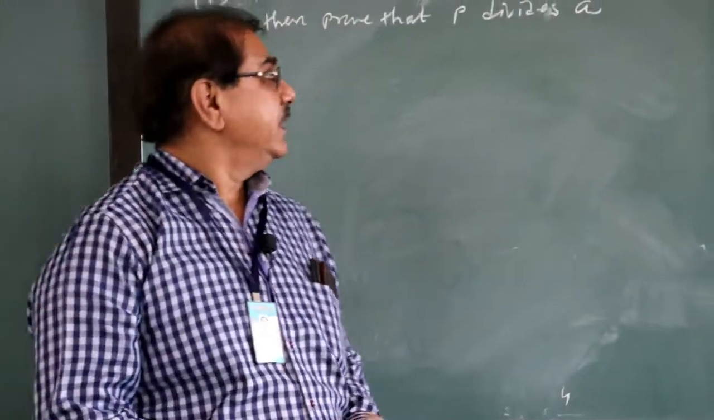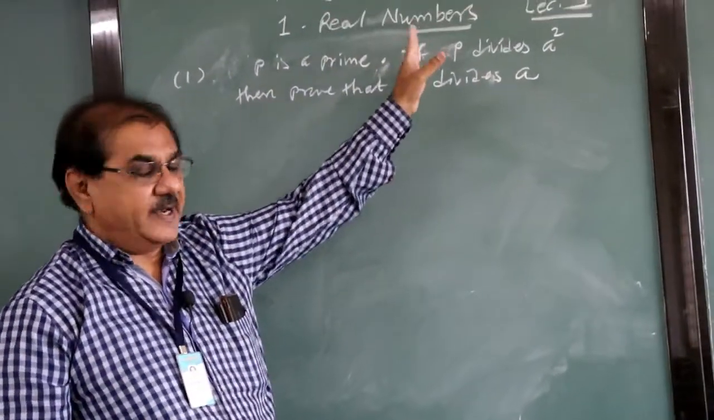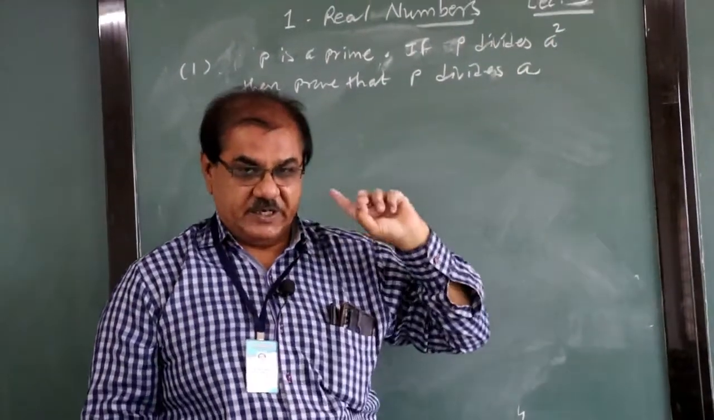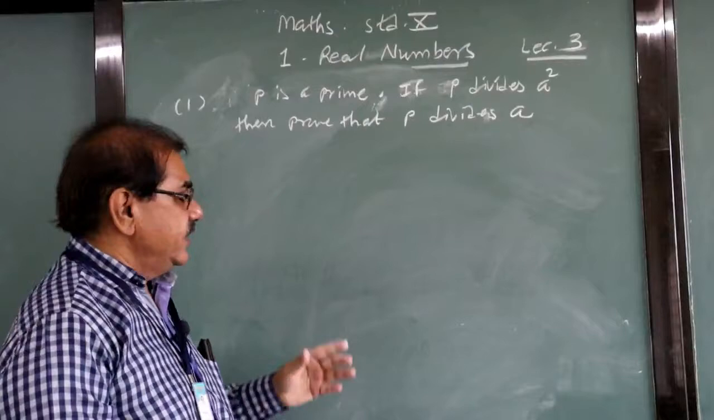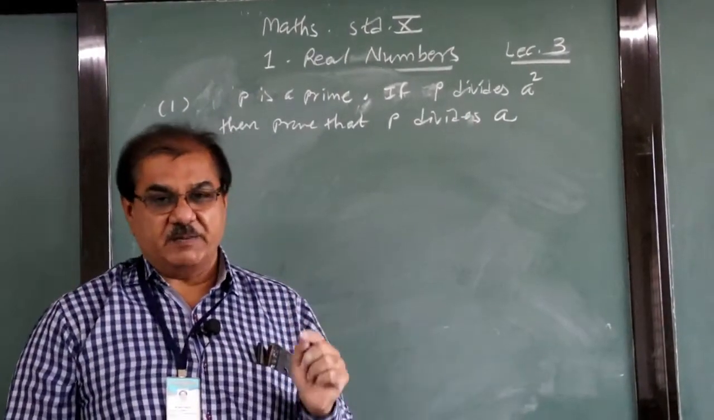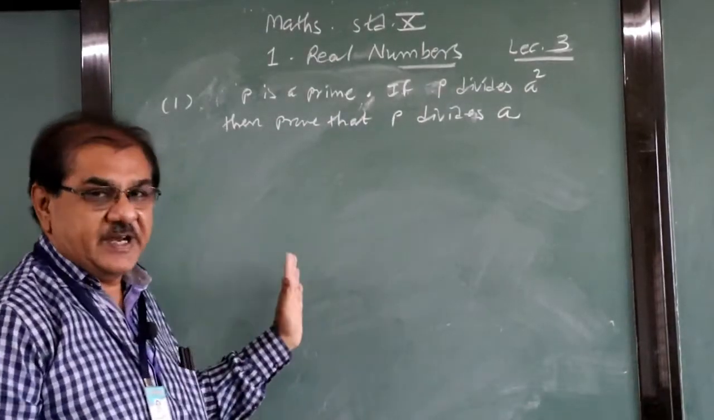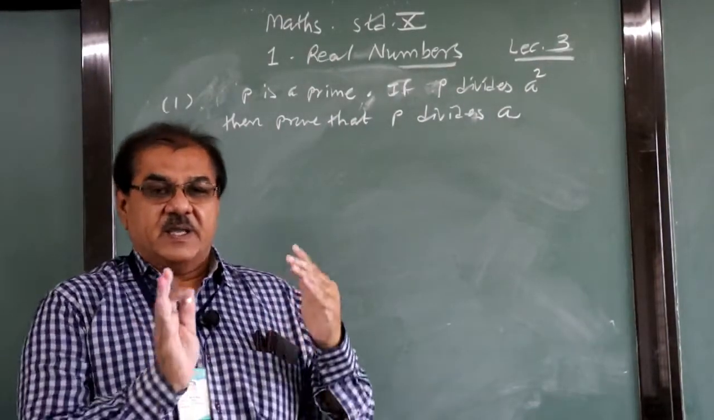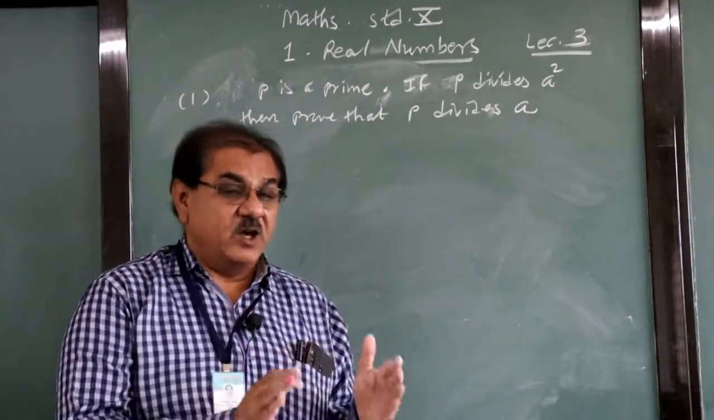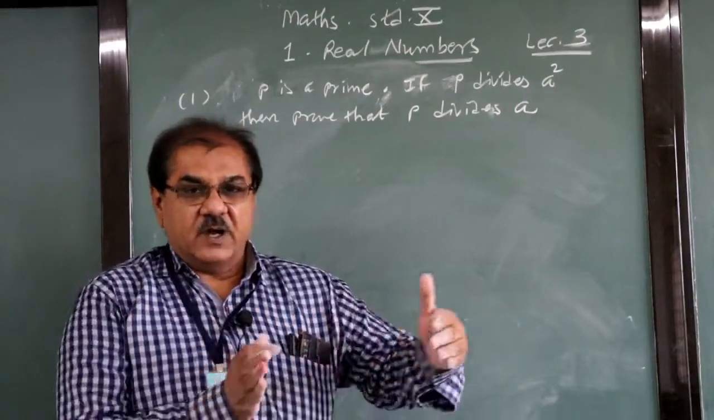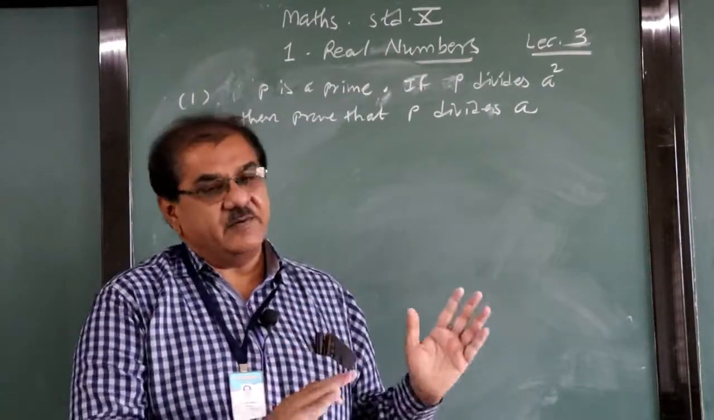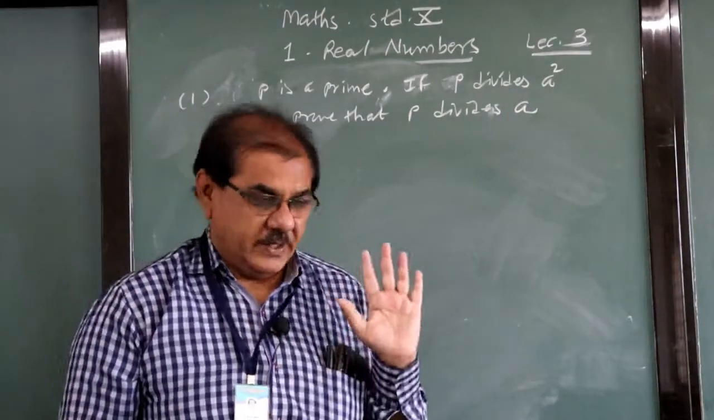Hi friends, now in Maths Standard 10, chapter number 1, real numbers, I am taking lecture number 3. In the previous lesson, we studied theorem number 1.2, that is the fundamental theorem of arithmetic. In that we studied that every composite number can be expressed as the product of prime numbers. The factorization is always unique if the order is considered, that is, if we take the order in ascending, then for everybody the factorization is unique.